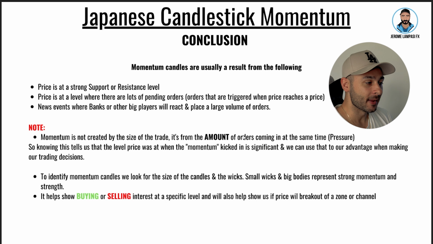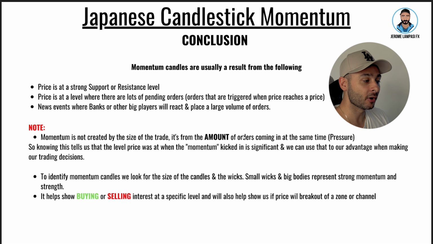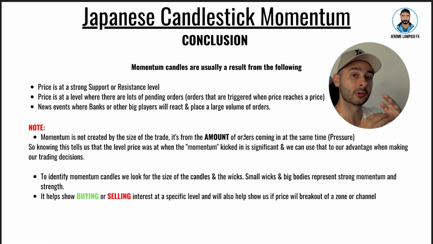Recap, conclusion: momentum candles are usually a result of the following. Price is at a strong support or resistance level, like we just talked about before. Price is at a level where there are lots of pending orders, orders that are triggered when price reaches a certain price in the market. Usually big institutions or banks or hedge funds will have a level in the market they are very interested in. When price comes down to that level or comes up to that level, those orders will be triggered, and then you'll see price make a very big move in either direction.